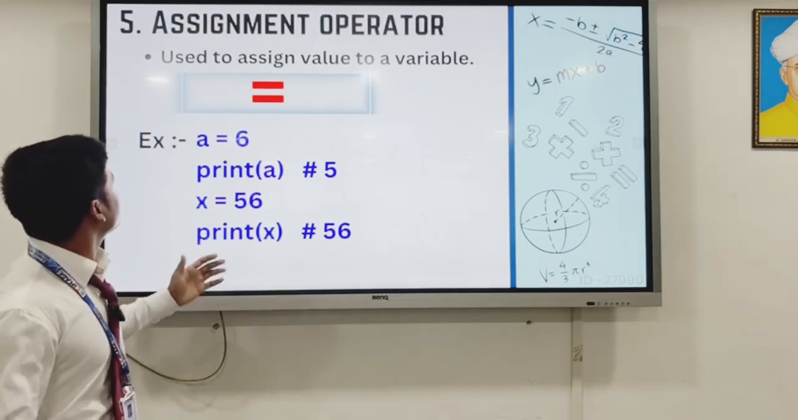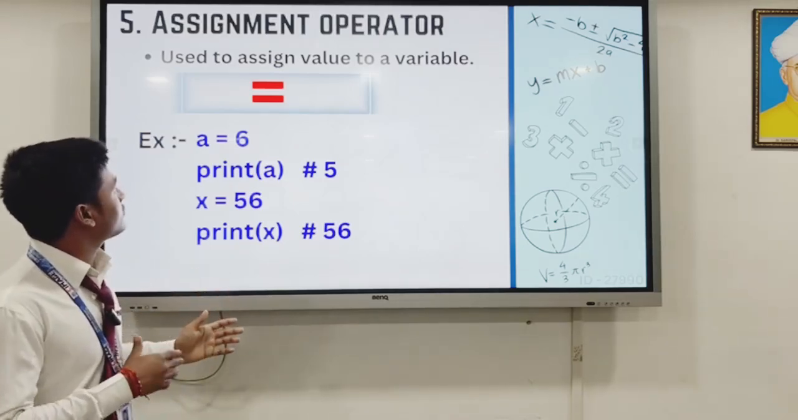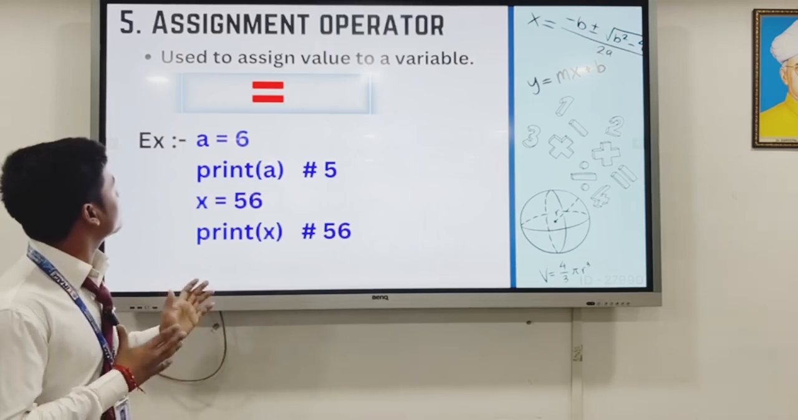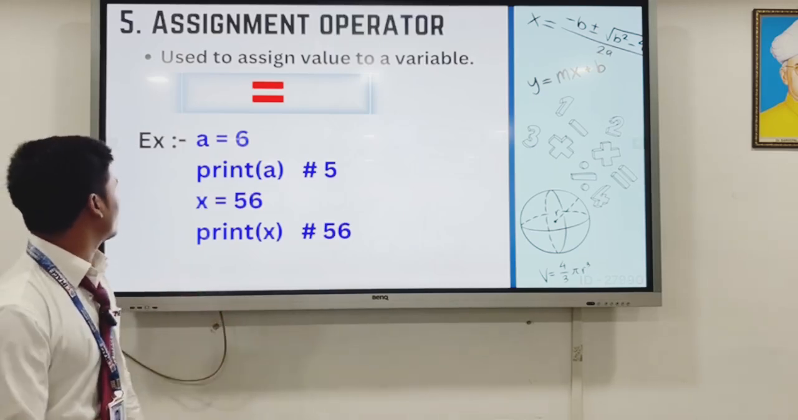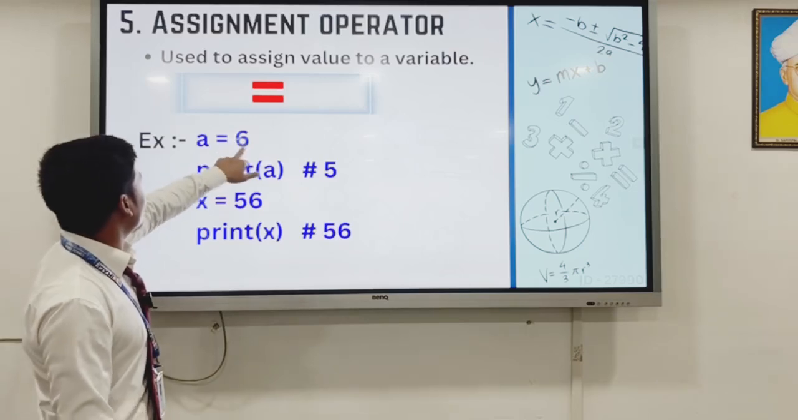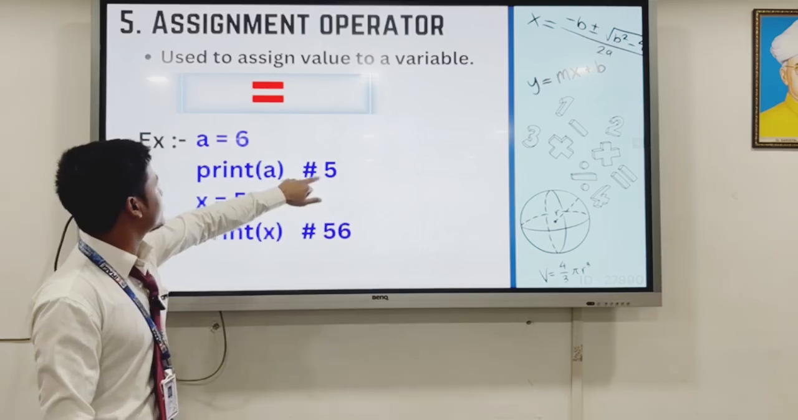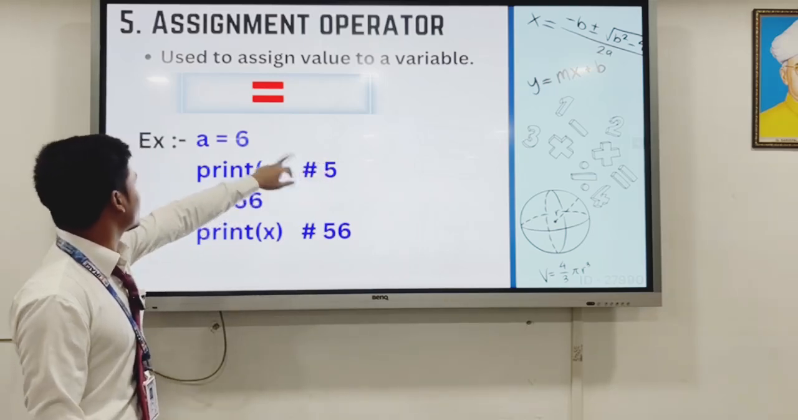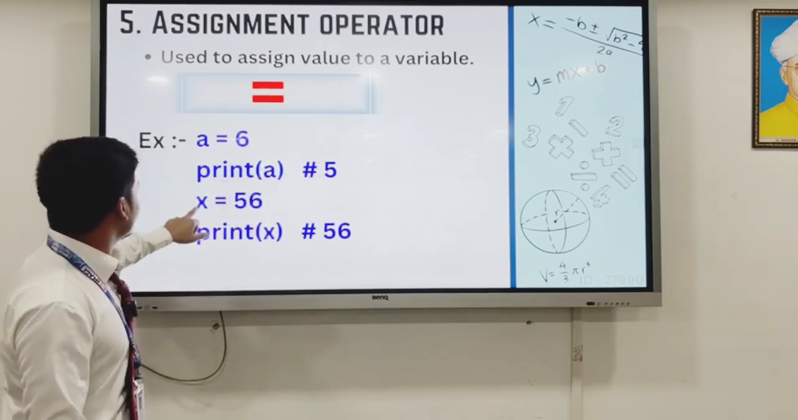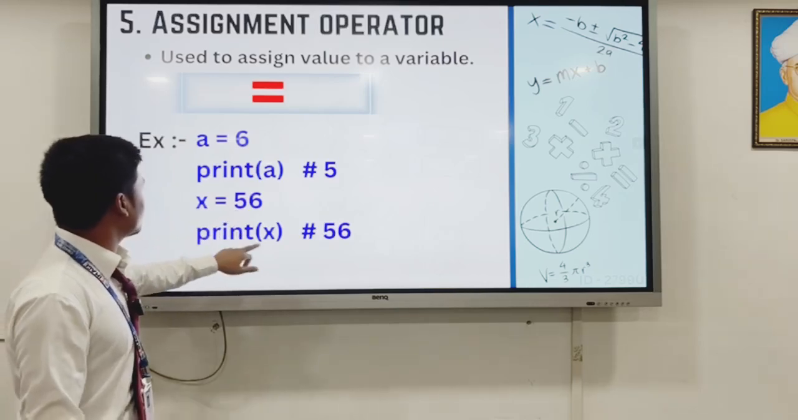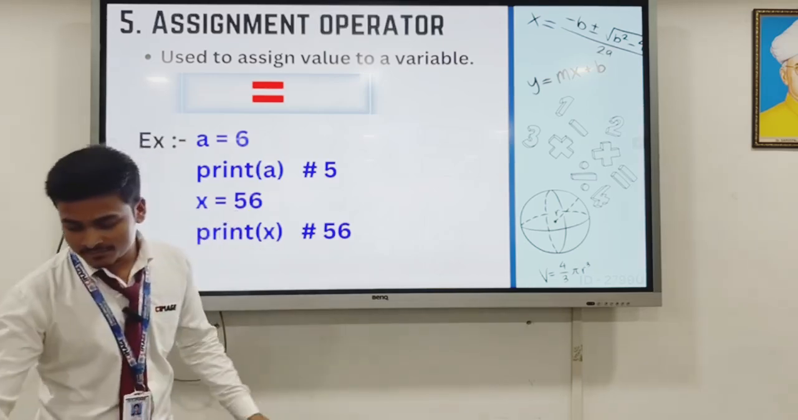Assignment operator. It is used to assign the value to a variable. If A is equal to 6, then print A, then our output becomes 6. If X is equal to 56, print X, then our output is 56.